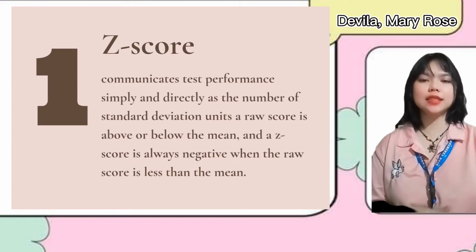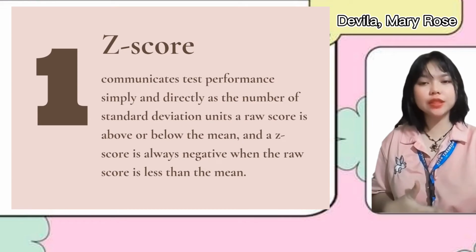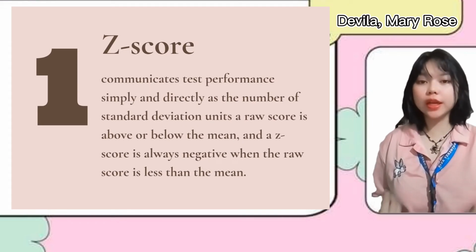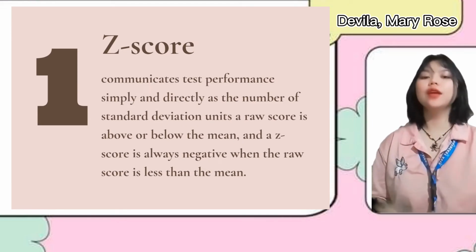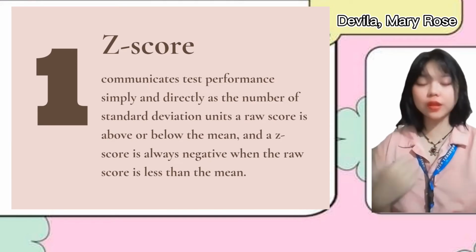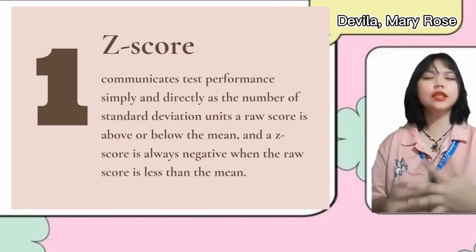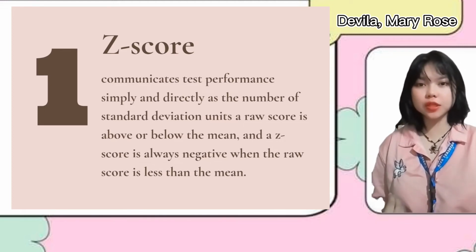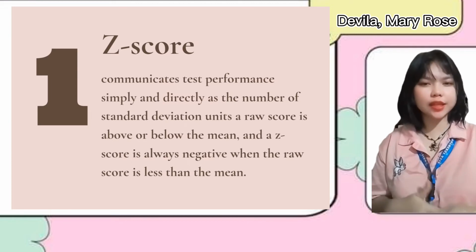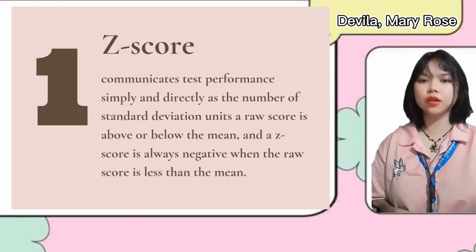It communicates test performance simply and directly as the number of standard deviation units a raw score is above or below the mean. The Z-score is always negative when the raw score is less than the mean. As a result, it is rarely utilized directly in test norms. Instead, it is turned into a standard scoring system that solely employs positive values.